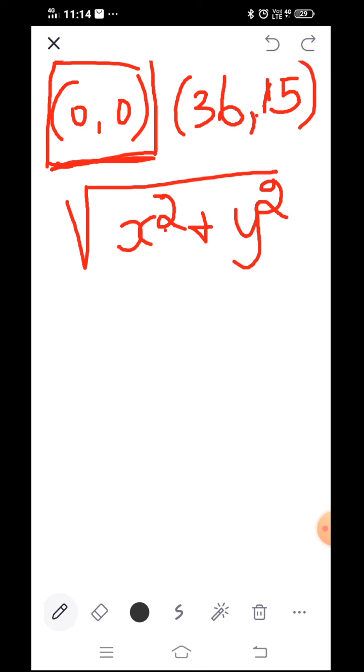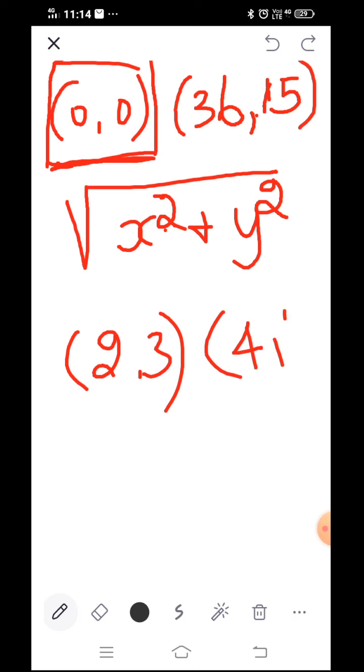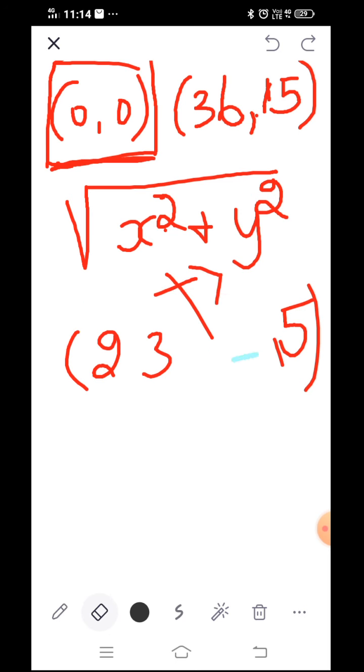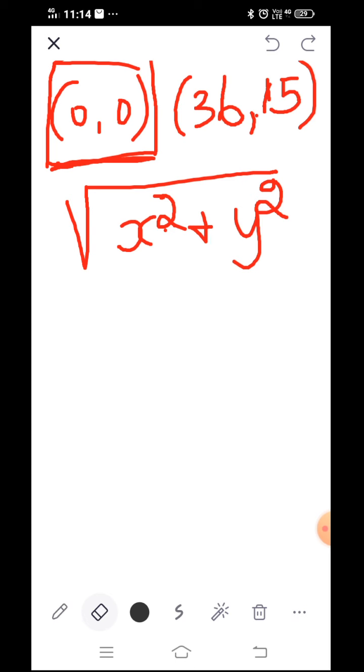Suppose I am giving one point. I am asking you to find the distance between 2, 3 and 4, 5. That time you can't use this formula. This formula is not valid. Only whenever you are getting 0 as one of the coordinates, there you can go with this formula.